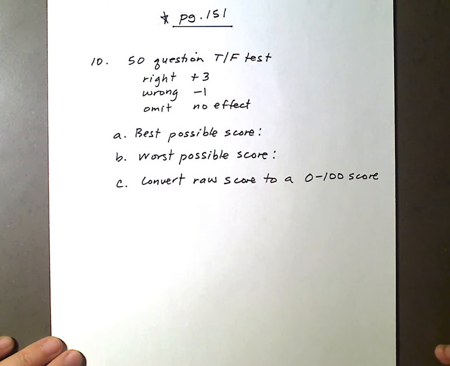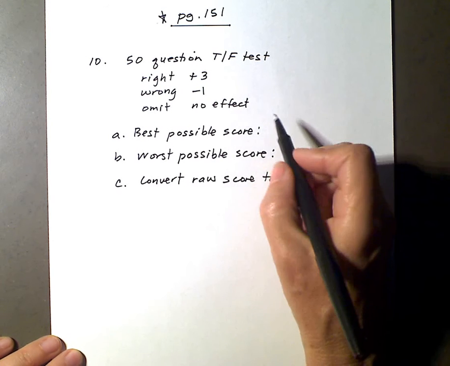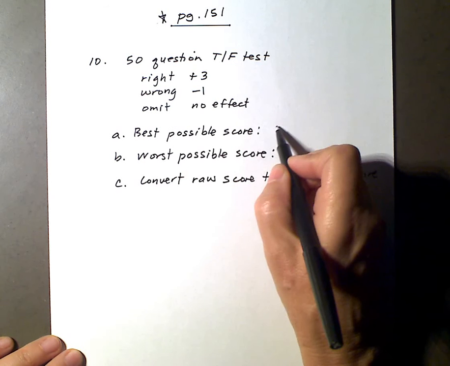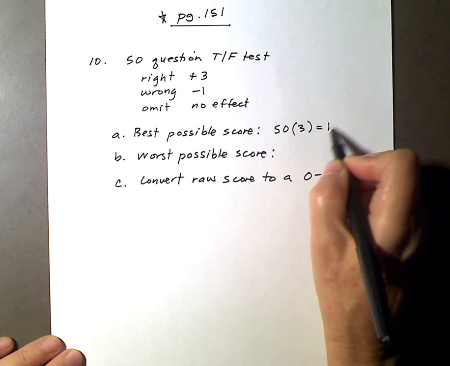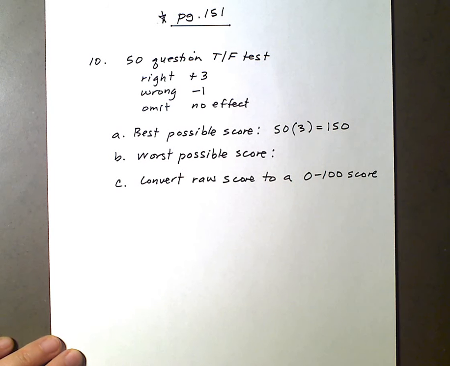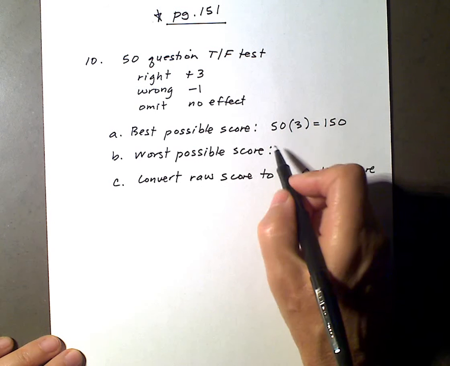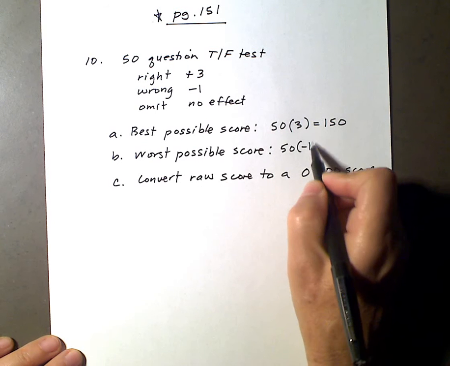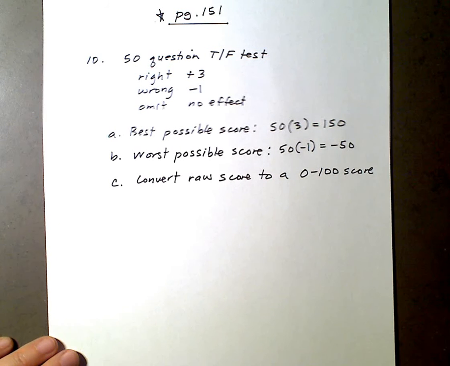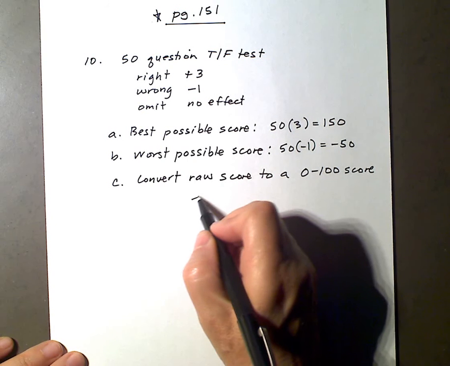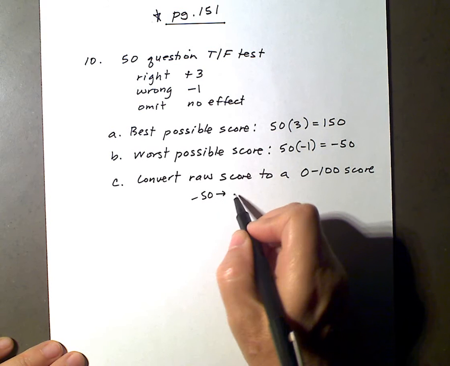So the questions start off easy. What's the best possible score? Well, it would be 3 points for each of the 50 problems, so it would be a top score of 150 points. What's the worst possible score? Well, if they answered everything incorrectly, then they'd get 50 times -1, or -50 points. So the raw score goes from -50 all the way to positive 150.